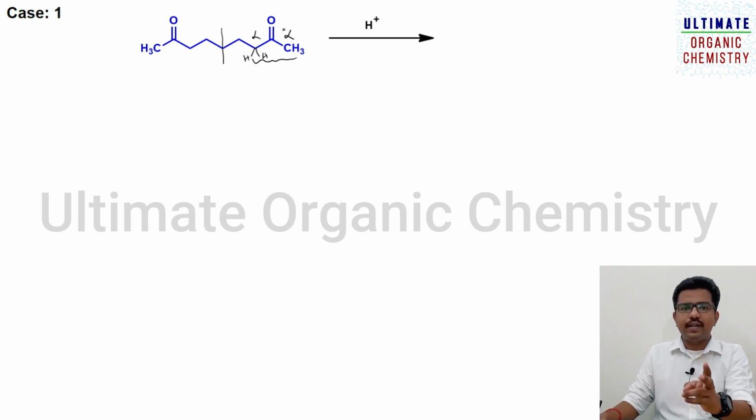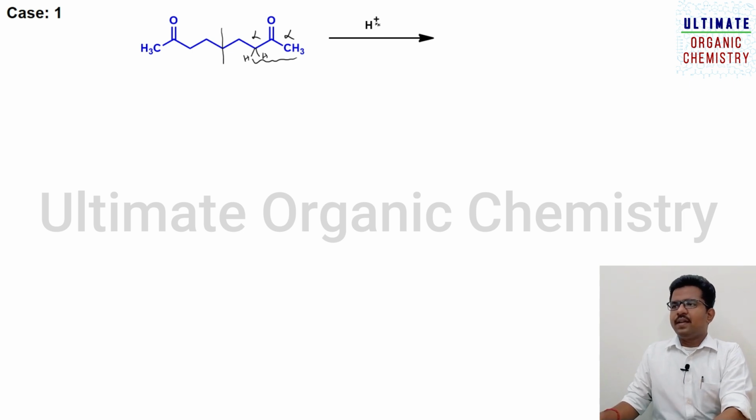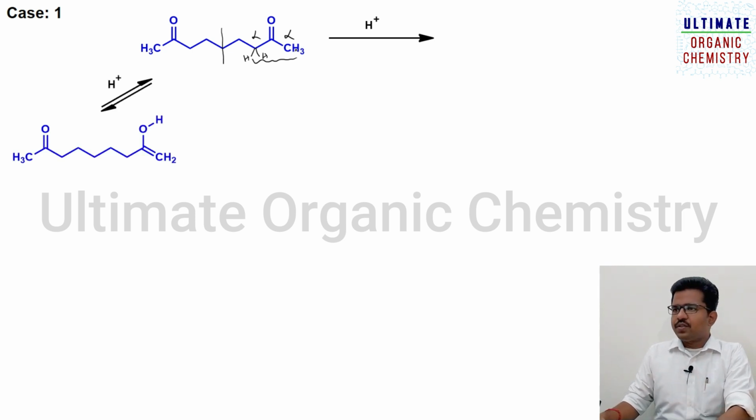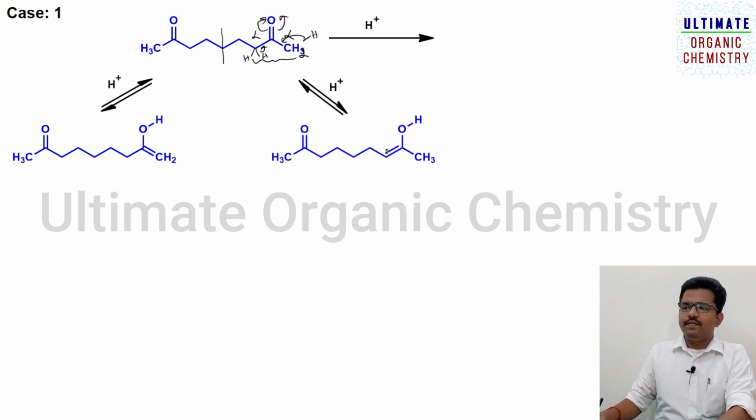So there are 2 different types of alpha hydrogens here. When a ketone is reacting with the acid, it will form keto-enol tautomerization. Suppose there are 2 possibilities. One is this alpha hydrogen undergoing tautomerism, which means you will get this type of enol, and the other possibility is if this alpha hydrogen undergoes enolization, it will lead to the formation of this enol. So you have 2 different sets of enols. Both will be there in equilibrium, please remember.